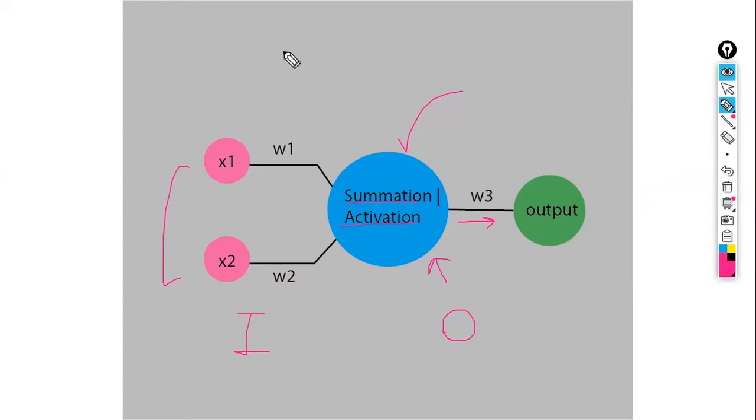In the summation, the weights will be summed up and some bias value will be added if specified, and the result of this, say y, will be passed to the activation function, and it will result in some value which will be the output of this particular neuron.